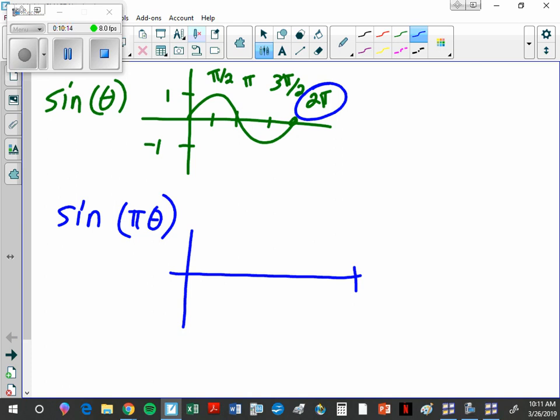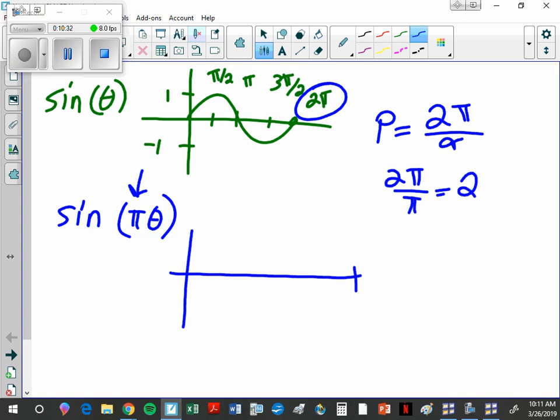Well, the period equation, period is equal to 2 pi divided by a, or in some cases it's alpha, where alpha is the number in front of pi. So in this case, it's 2 pi divided by pi, which is 2. So it means this number here is 2. So what's the halfway number? 1. And this one? 1/2. And this one? 3/2. Like that.